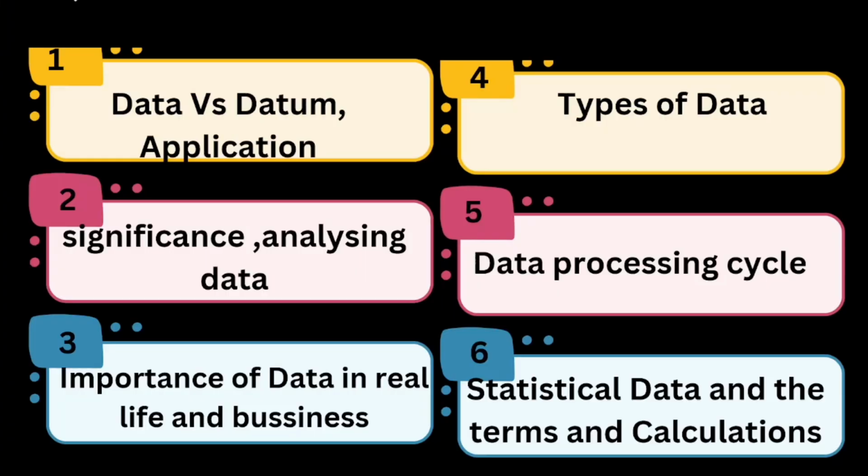Okay, so what are the concepts we are going to discuss from this chapter? The first is the difference between data and datum, and the applications of data. The second one, significance of analyzing data, and the third one, importance of data in real life as well as business. Then the fourth one is the types of data, and the fifth one is the data processing cycle in a normal way, and the sixth one is statistical data and the terms and calculation. So totally the main concepts from this chapter are all these 6 concepts.